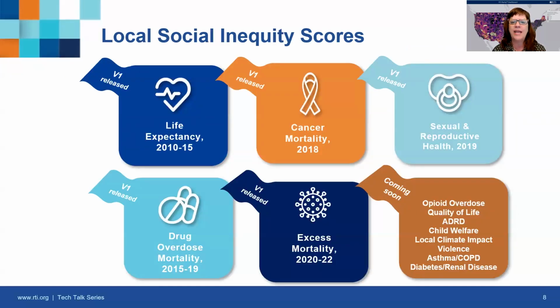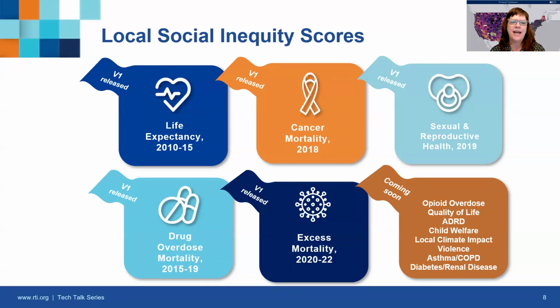These are some of the scores that we have. 4 of them are publicly available right now. A 5th is in development and preliminarily released, and we have more to come. But this is what we've got so far: life expectancy at birth, cancer mortality, sexual and reproductive health, which is actually a composite outcome of 5 different health outcomes, drug overdose mortality, and excess mortality during the COVID-19 pandemic, the first 3 years.